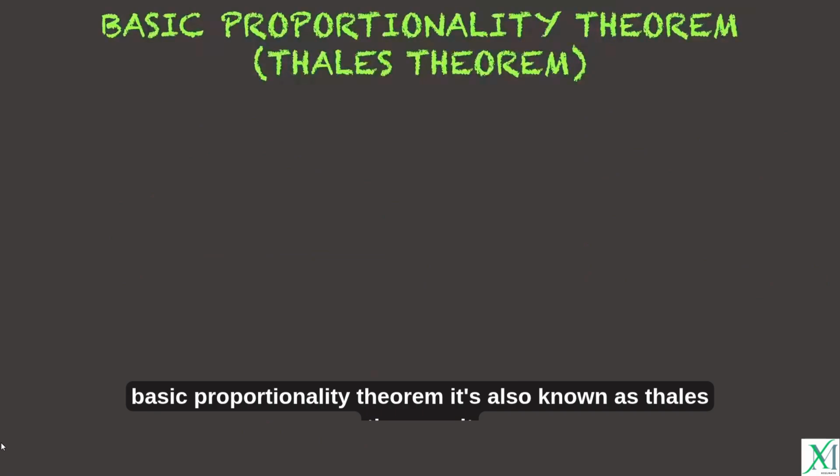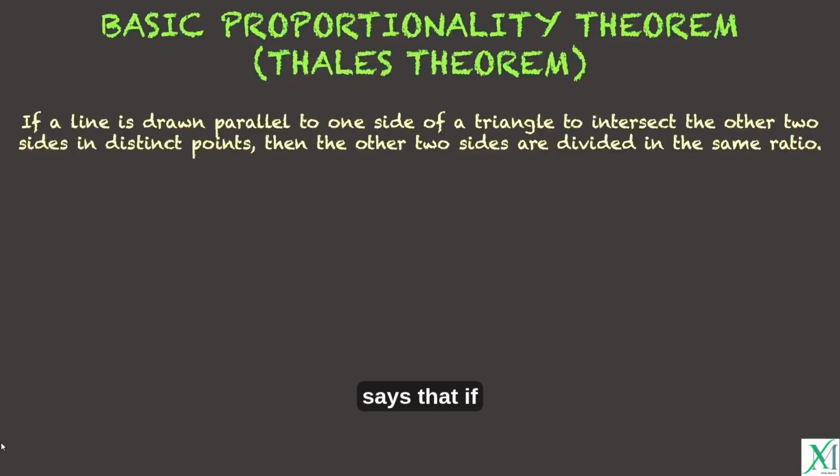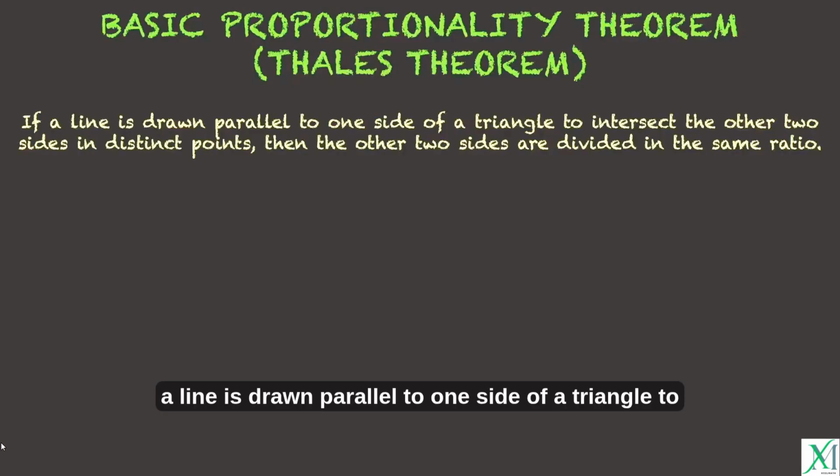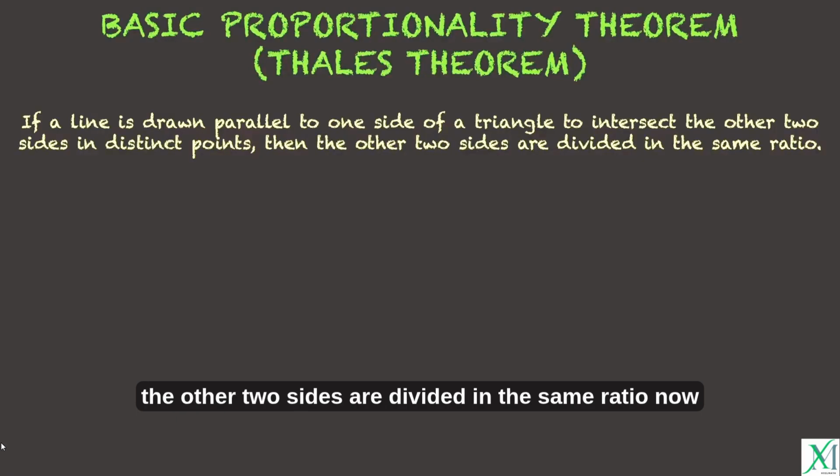Basic Proportionality Theorem. It's also known as Thales Theorem. It says that if a line is drawn parallel to one side of a triangle to intersect the other two sides in distinct points, then the other two sides are divided in the same ratio. Now, although we practically saw this, let us try to prove it theoretically, mathematically.